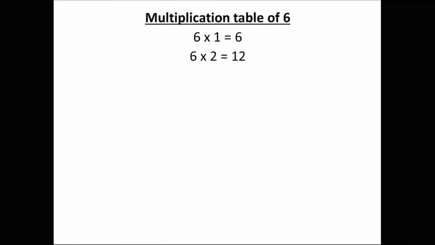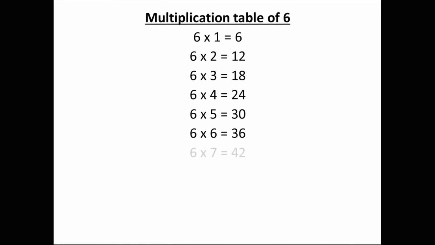Multiplication table of 6. 6 ones are 6. 6 twos are 12. 6 threes are 18. 6 fours are 24. 6 fives are 30. 6 sixes are 36. 6 sevens are 42. 6 eights are 48. 6 nines are 54. 6 tens are 60.